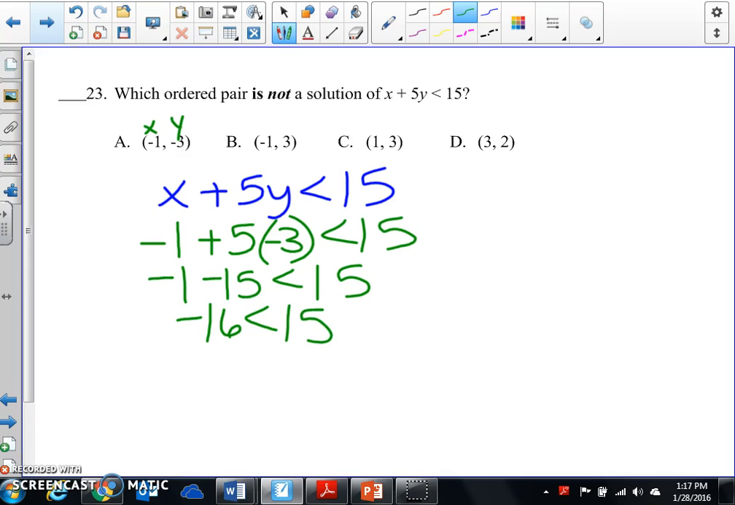So then remember, the alligator wants to eat the bigger number. 15 is bigger than -16. So that is a true statement. They're asking me which is not a solution. So that one's good to go. So let's just go ahead and cross that one out. Then we go to the next one, B.